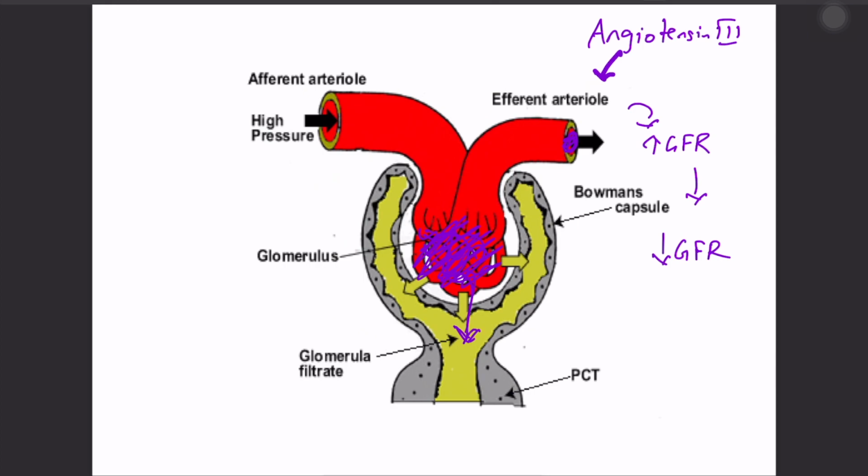And one more important point is that ACE inhibitors act on the efferent arteriole by inhibiting angiotensin 2, and this leads to blood pressure control. Therefore, it is used in antihypertensive medications.